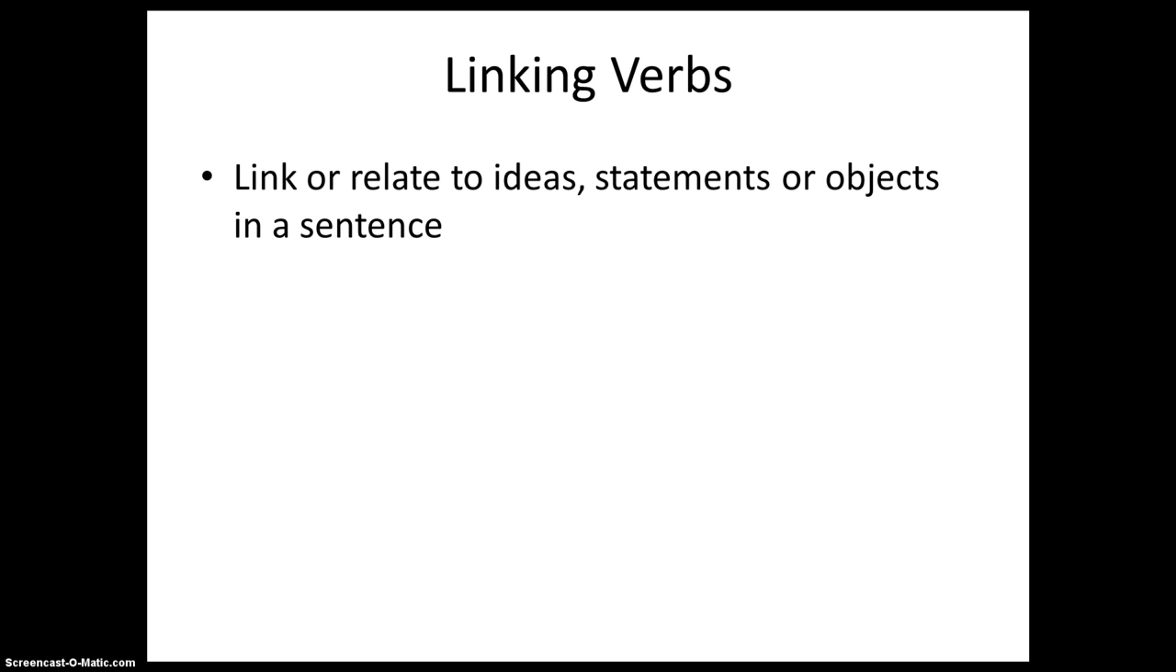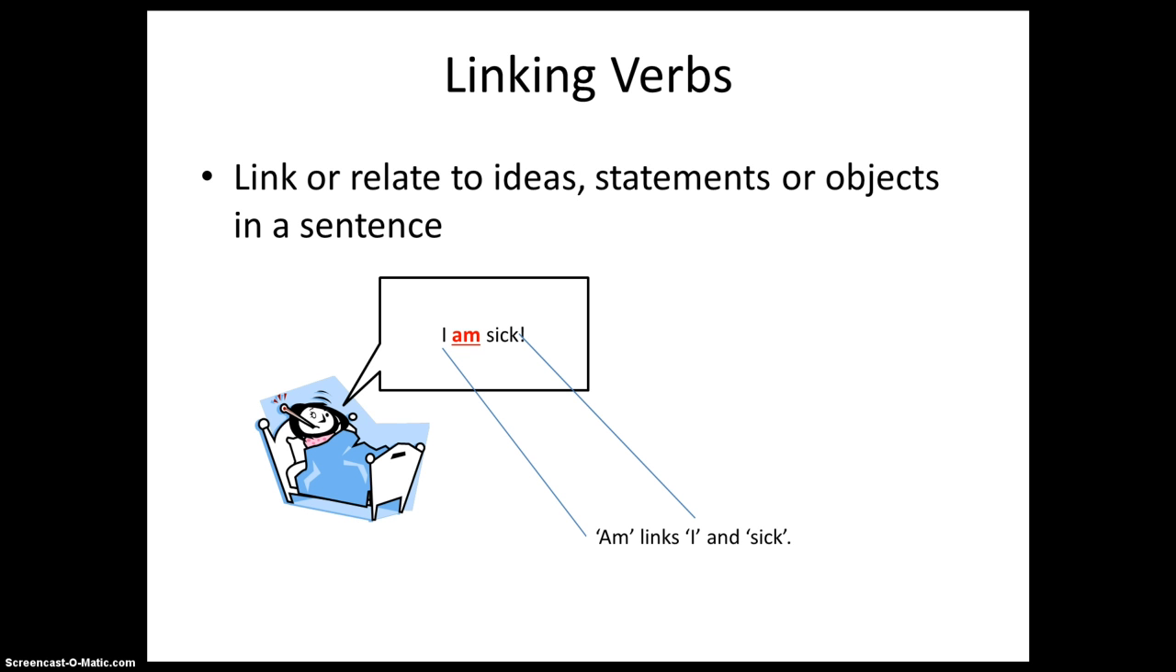The next type of verb is a little bit more abstract. They are called linking verbs. They link or relate to ideas, statements, or objects in a sentence. Still not clear? Don't worry, we're going to see an example. Here's Susie. Susie is feeling a little blue because Susie is sick. So she says, I am sick. Here we have 3 words: I, am, and sick. Look at the red highlighted word am. Am links the word I to the word sick so that you know who is sick and what happens to Susie.